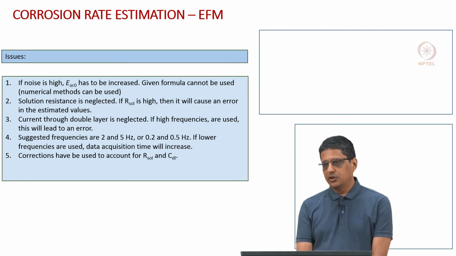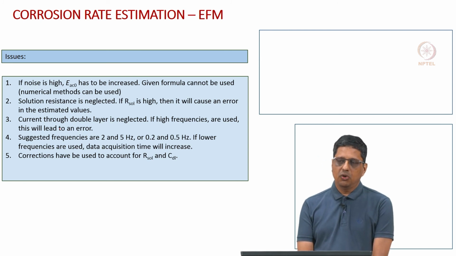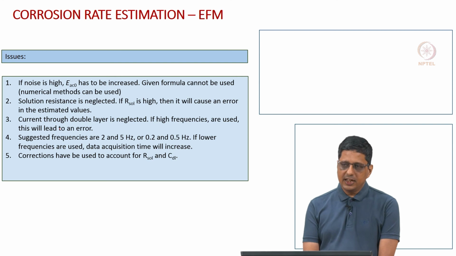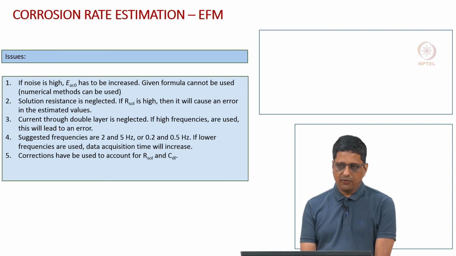If the frequency chosen is small, it will be okay. What is small? Maybe 1 millihertz is usually small enough, but it will take a long time, and if you want to acquire this data quickly, you will have to go to a little higher frequency. Typically 2 and 5 hertz are used, sometimes 0.2 and 0.5 hertz are used, and double layer capacitance current may not always be negligible. Okay. And corrections have to be employed to account for solution resistance and double layer capacitance.